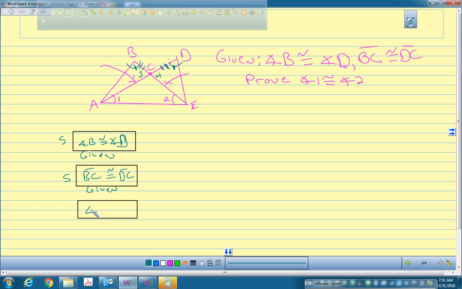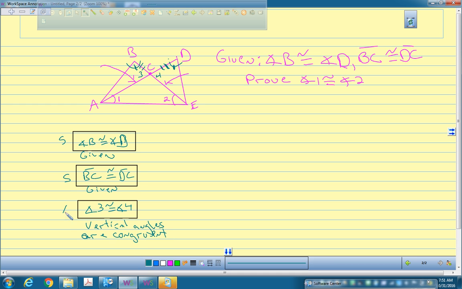Angle 3 and angle 4, right? Angle 3 has got to be congruent to angle 4 by vertical angles. Vertical angles, you should say vertical angles. What about vertical angles? Vertical angles are congruent. We had a conjecture, I think it was in chapter 2, that we talked about that.